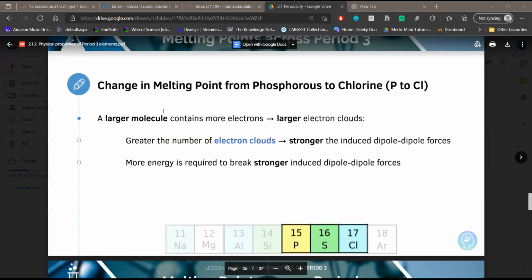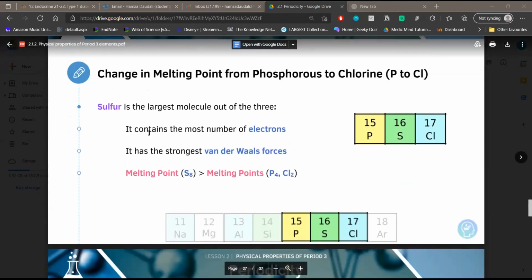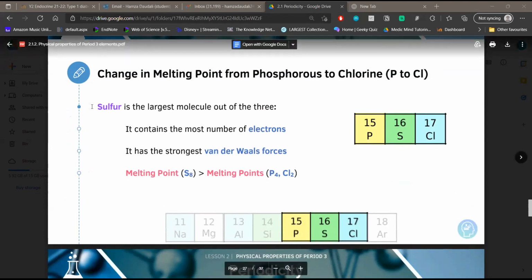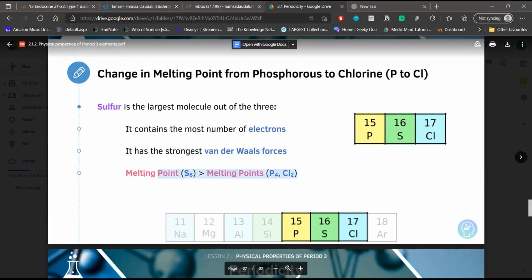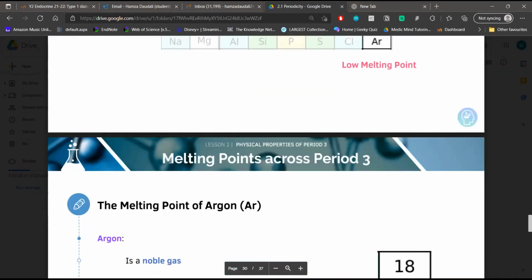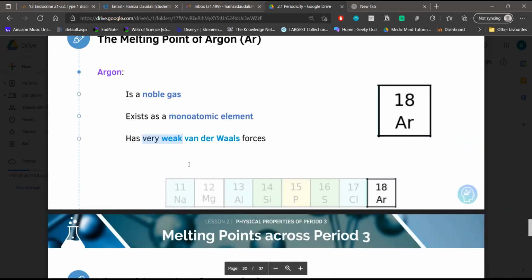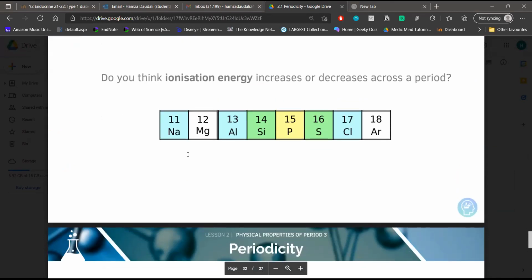Remember, the larger the molecule, more electrons, stronger induced dipole-dipole interactions, and therefore more energy required to break those stronger interactions. Okay, and last but not least, sulfur is the largest molecule, most electrons, strongest van der Waals, so the melting point is greater. Argon has a really low melting point. It's a noble gas, exists by itself, so therefore it has very weak to basically no van der Waals forces. That's why it's called the noble gas.